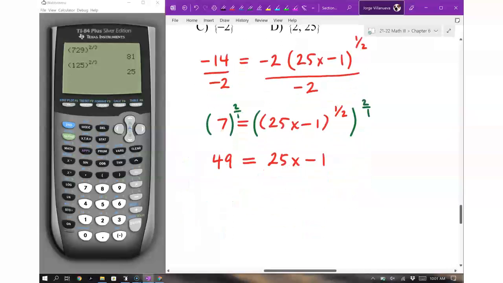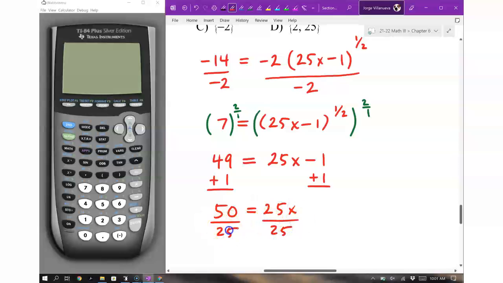Go ahead and solve this for me. Tell me what the answer is. What is it? 2. Yeah, the answer will be 2. How did we get 2? We'll add 1 to both sides. So you get 50 equal to 25x. And then you're going to divide by 25 on both sides. So x equals 2.